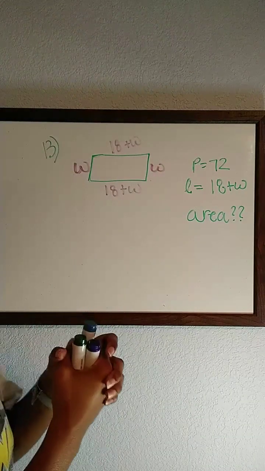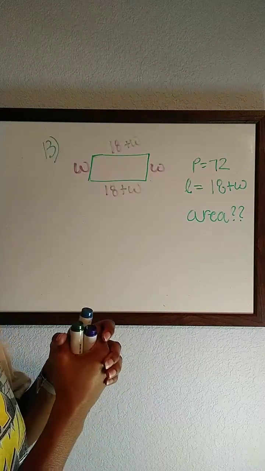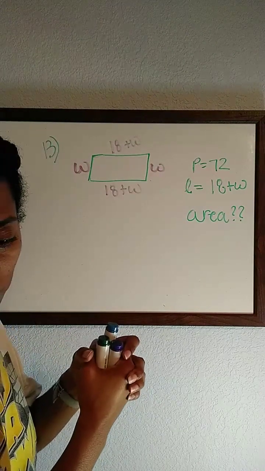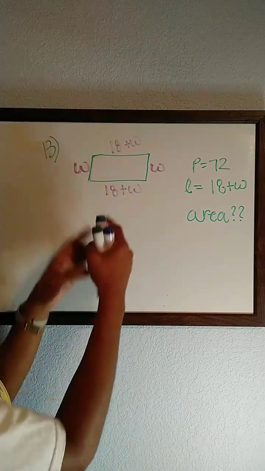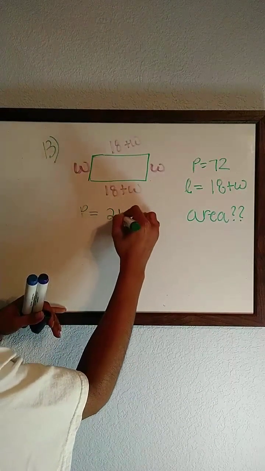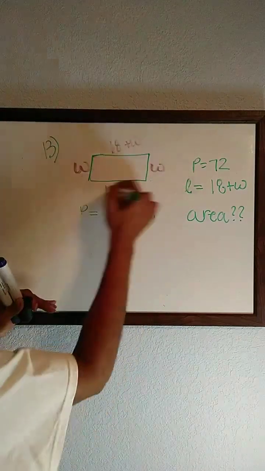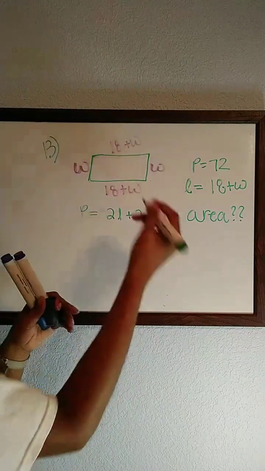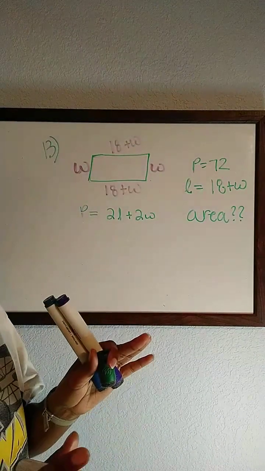So Mimi gave us a formula. You can definitely do the formula for perimeter. You can either do 2 times the length plus 2 times the width, or you can just add it all together, whatever's easier for you.